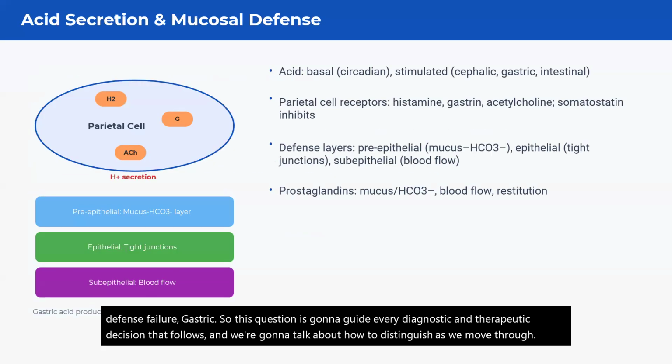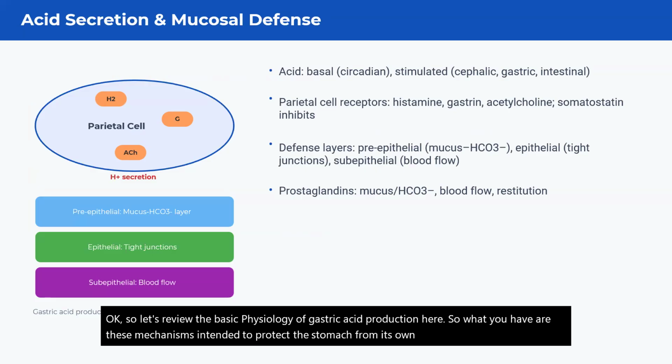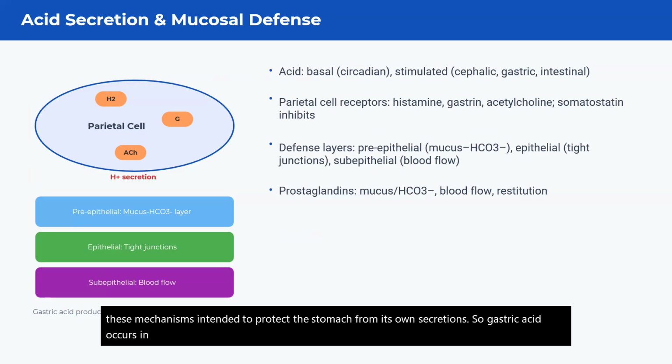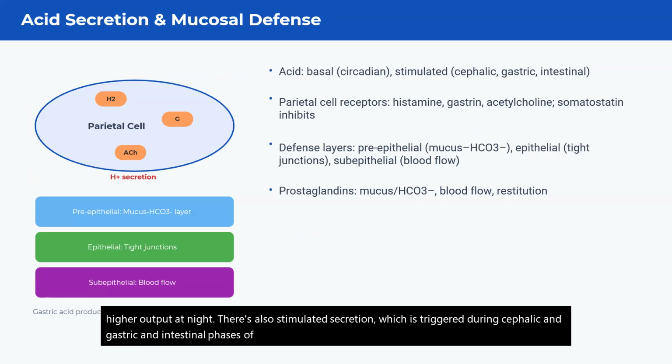Okay, so let's review the basic physiology of gastric acid production here. What you have are these mechanisms intended to protect the stomach from its own secretions. Gastric acid occurs in two patterns. There's basal secretion, which is mediated by the circadian rhythm and has higher output at night. There's also stimulated secretion, which is triggered during the cephalic, gastric, and intestinal phases of digestion, meaning when you see the steak on the grill, immediately this starts.